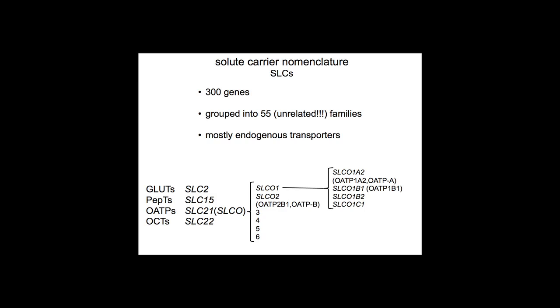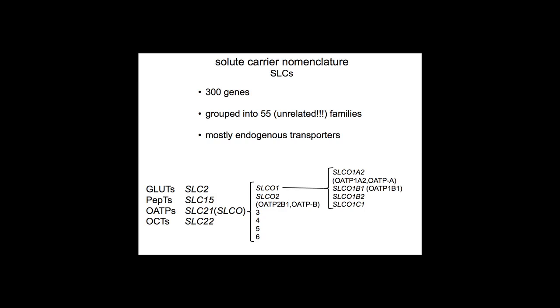So divided into 55 families, each of which having a different function and a different structure and sequence from their partners, from their neighbors in the family. And these are mostly endogenous transporters. So here I'm showing up to 22 different SLC families, and mostly these are shunting endogenous molecules, such as in the SLC2s, or the glucose transporters. Those are transporting carbohydrates, obviously, across the cell membrane.